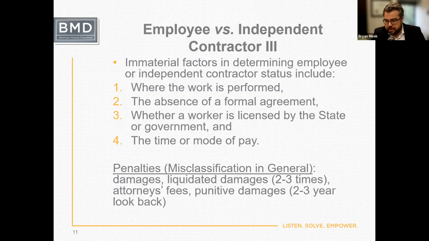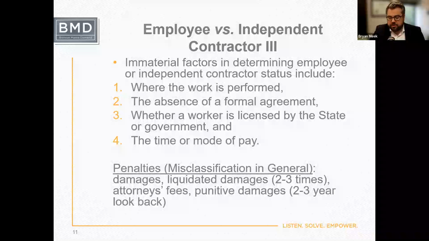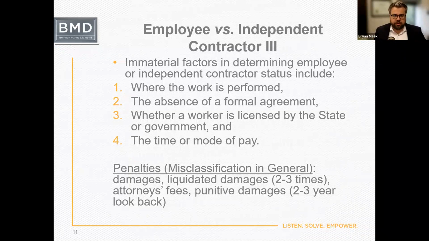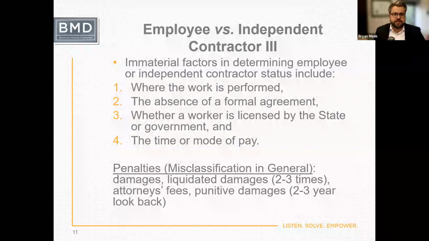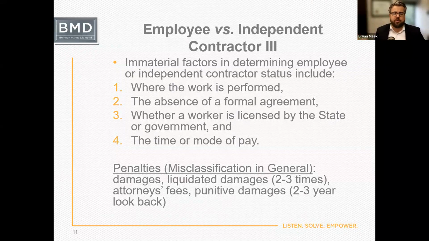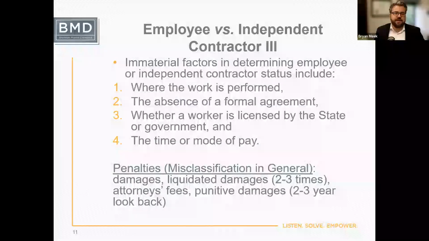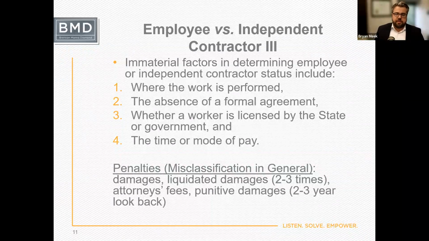Some other immaterial factors that people often try to cite, but aren't necessarily indicative. Number 2 I want to talk about here is the absence of a formal agreement. Oftentimes we hear clients say, well, hey, if I just write an agreement that says they're a contractor, right? No, that's immaterial under the law. It doesn't matter whether you have a written contract in place that says they're a contractor, or an agreement that says they get a 1099. That's immaterial. It doesn't matter what you contract for. We're still looking at the requirements under the law.